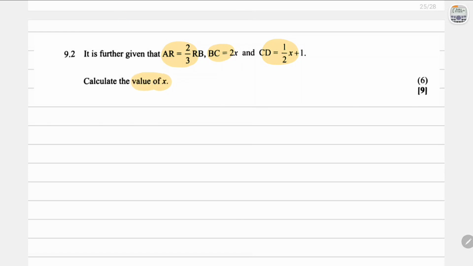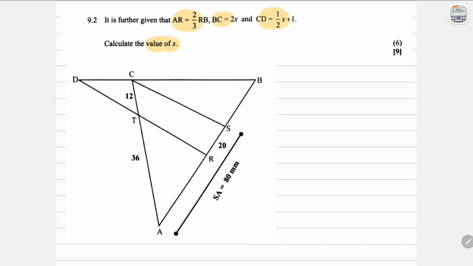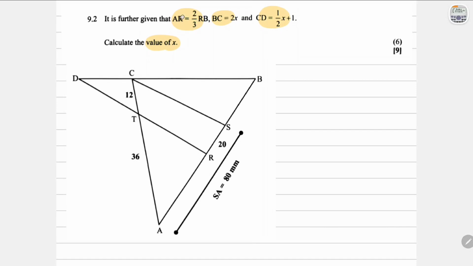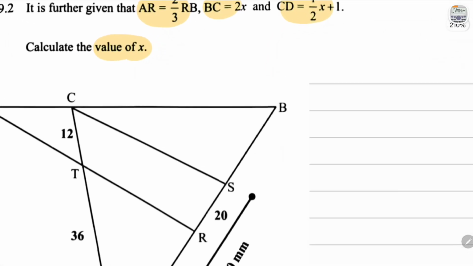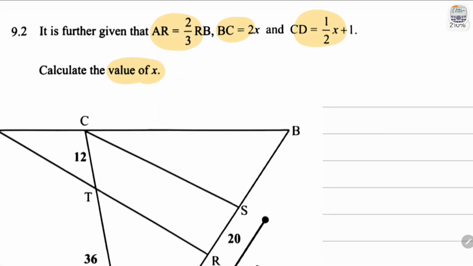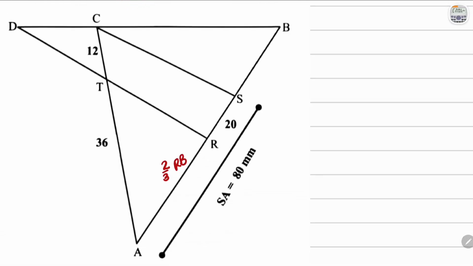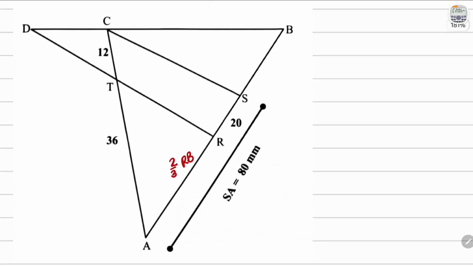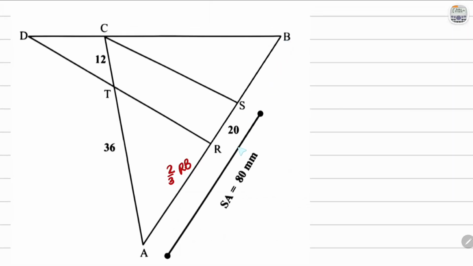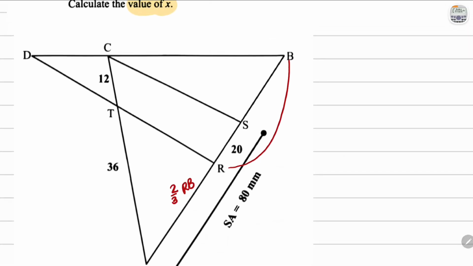Okay, let me bring the diagram down. So let's put down what they have told us. So they said AR is equal to 2 over 3 RB. Let's go ahead and fill that in. So this is AR. It is 2 over 3 RB. They're calling it RB, so we might as well look at where RB is. Okay, so RB is here. You see RB. So that's going to be very helpful.